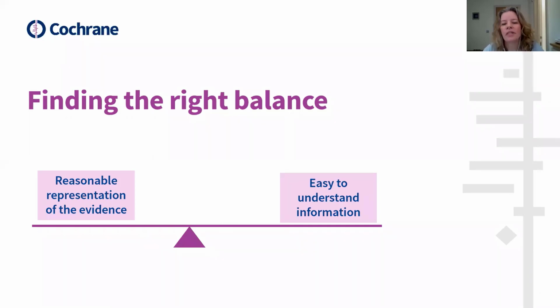When we're presenting the results of Cochrane reviews to different audiences, we're trying to find a balance between giving a reasonably precise representation of the evidence on one hand and presenting information that's easy to understand on the other. And that can be quite challenging. How can we tell people what the results of a review are in a way that they understand, but that doesn't simplify too much?